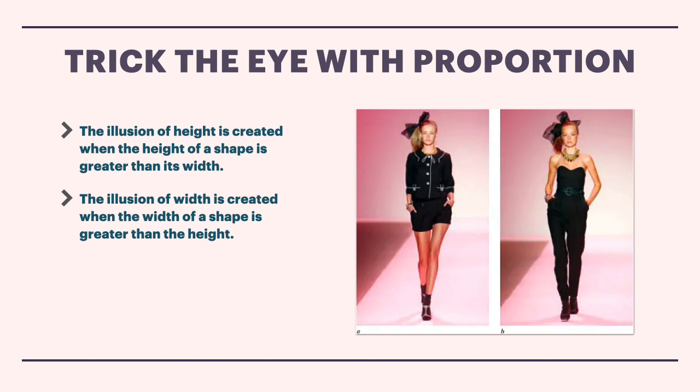Tricking the eye with proportion. The illusion of height is created when the height of a shape is greater than its width. The illusion of width is created when the width of a shape is greater than the height. So when you take a look at the two images here, the model appears to be the same. However, you can see that in image B, she looks to be taller because of the illusion of height, which has been created.